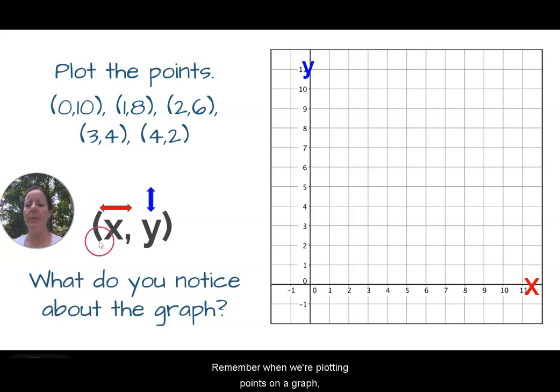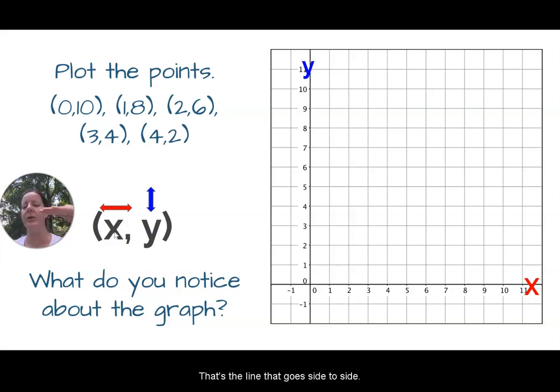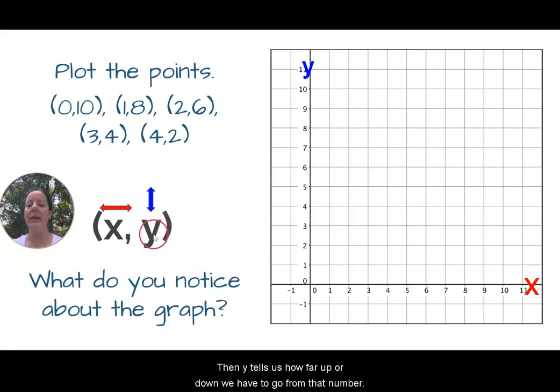Remember, when we're plotting points on a graph, we put them in parentheses, and then we have them in order of x, comma, y. X is always on the x-axis. That's the line that goes side to side. So we're always going to move either left or right first from the origin. Then y tells us how far up or down we have to go from that number.